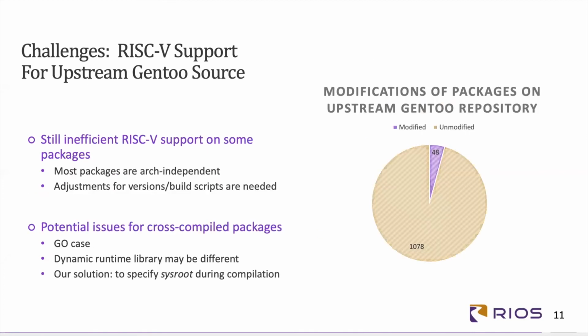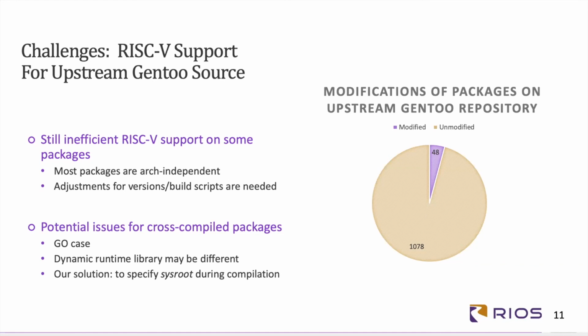The second part is about the upstream Gen 2 source. The upstream Gen 2 source has much better RISC-V support. We can see from this chart that most of the packages don't need modifications for RISC-V support. Some are architecture independent, and some already have RISC-V support. But still, some packages have insufficient RISC-V support, and we need to modify them manually.